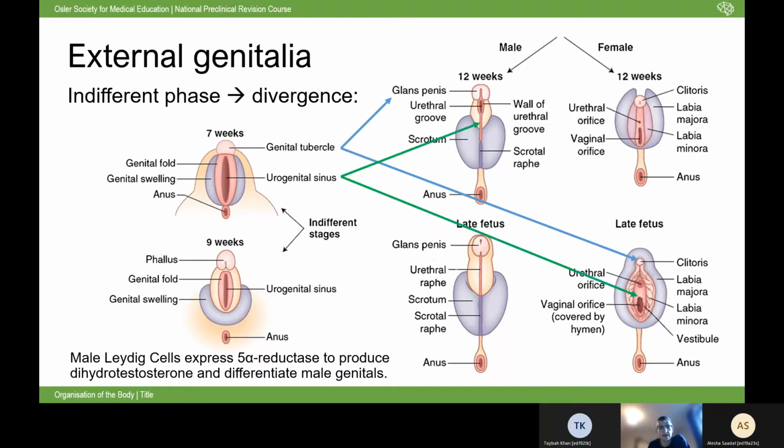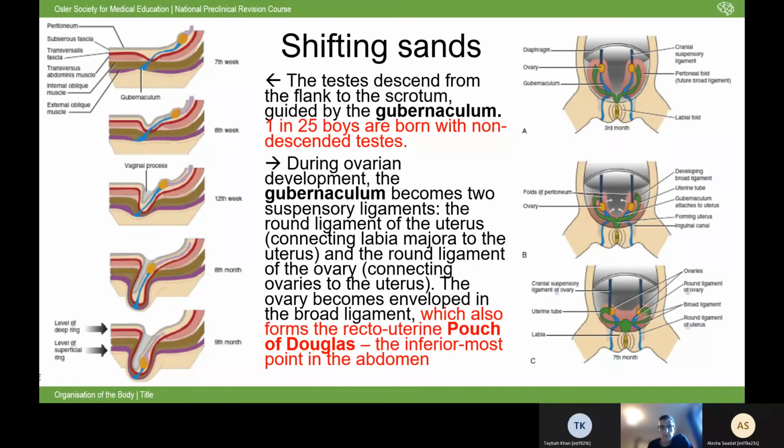You've got the urogenital sinus, which fuses along the bottom of the penis and I think contributes to part of the penile urethra, whereas in the female it forms the vestibule of the vagina. Finally, you get the genital folds, which form the labia minora within the female external genitalia. And then you get the genital swelling, which contributes to the scrotum in the male and the labia majora in the female. There's a bit of movement around these areas as well.